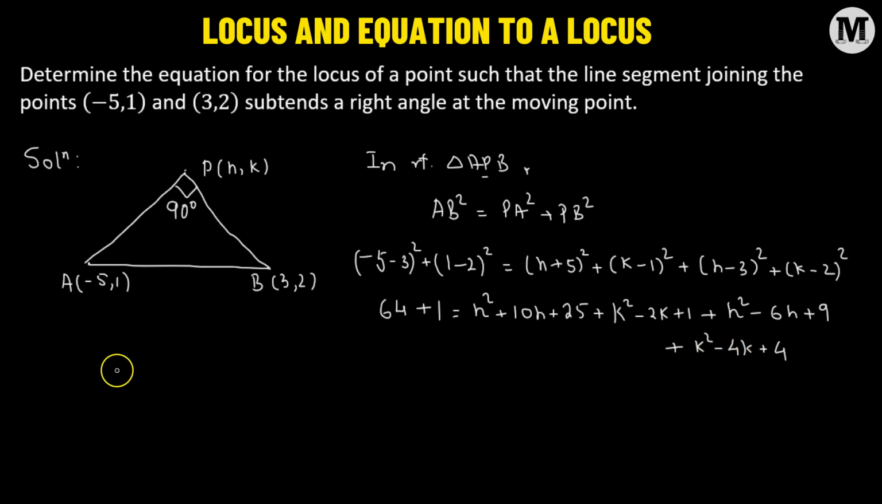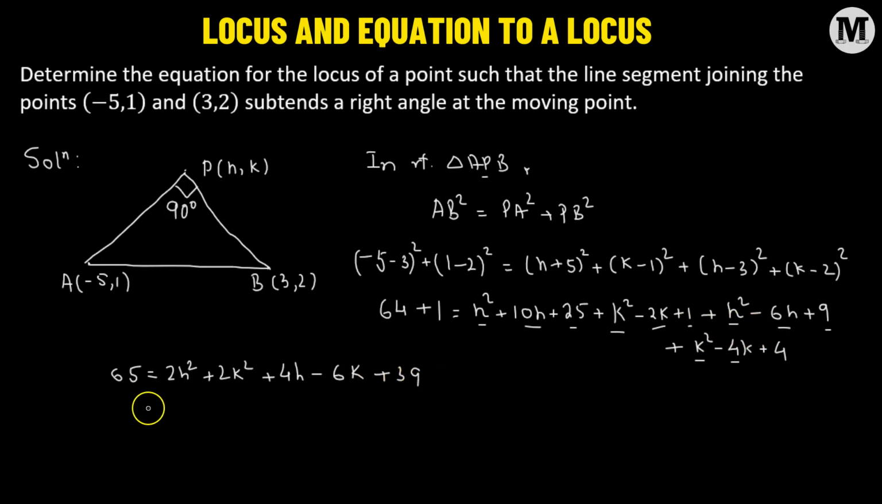Fine. So let's further simplify. We now have 65 on the left hand side. Now we can combine h squared and this h squared to get 2h squared. We can combine k squared with this k squared to get 2k squared. Then we have 10h minus 6h, so that will be plus 4h. And we have -2k, -4k, so that will be -6k. Then we add up the constants. We have 25 plus 9, that's 34. 34 plus 1, that's 35. 35 plus 4, that's 39.